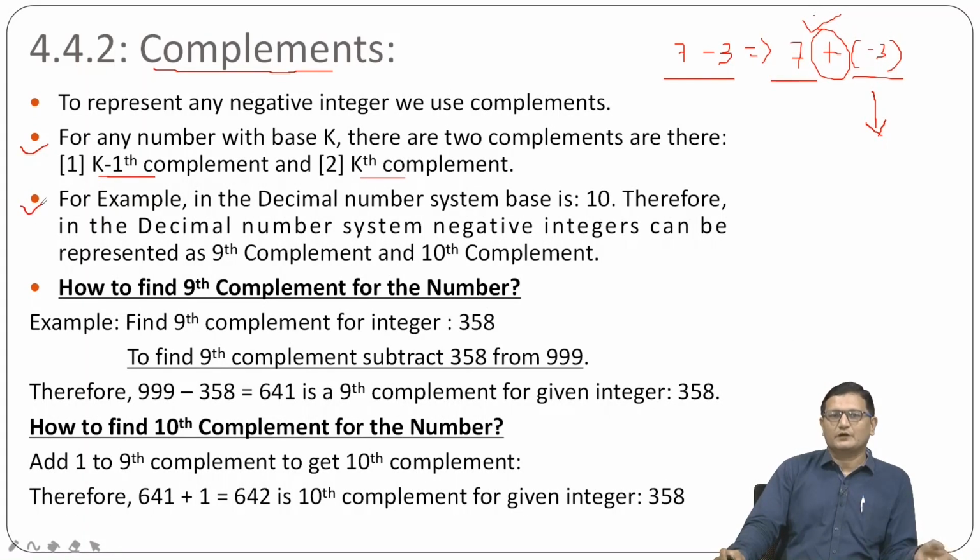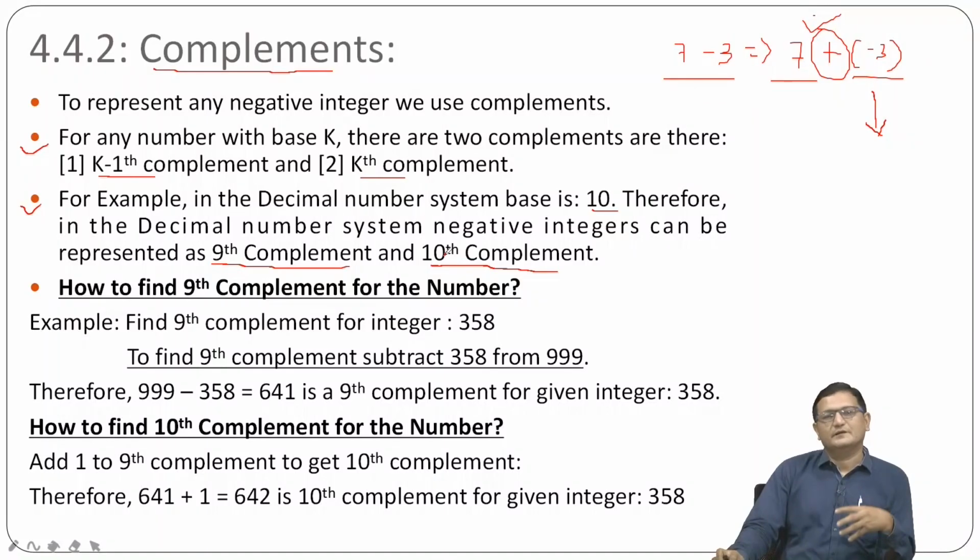Let's suppose we talk about the decimal system, right. In the decimal number system, what is the base? It is 10. So, the base of the decimal numbering system is 10. So, here 10 minus 1, so the 9th complement has to be there for the decimal number system, and the kth complement, that is the 10th complement, will be there. So, for the decimal number system, there are two types of complements, 10th and 9th complements, right.